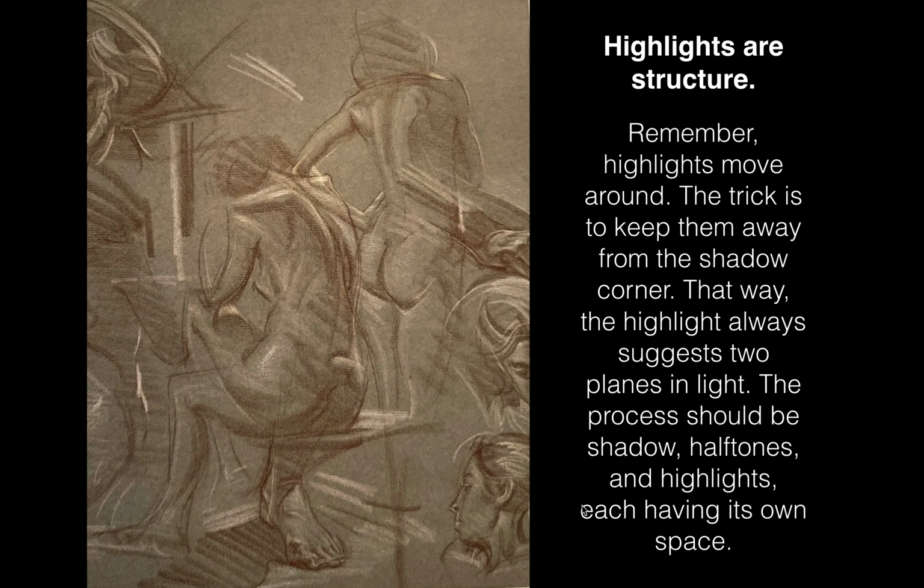So highlights are structure. They're super important. They'll help us create a sense of the form and the three-dimensionality of our figure. Remember, highlights move around with you. Those really bright, intense highlights will actually shift around a little bit. The trick is to keep them away from the shadow corner, so away from that core shadow. You want to have a little bit of distance there. That way, the highlight always suggests two planes of light. The process should always be shadow, halftones, then highlights, each having its own space.